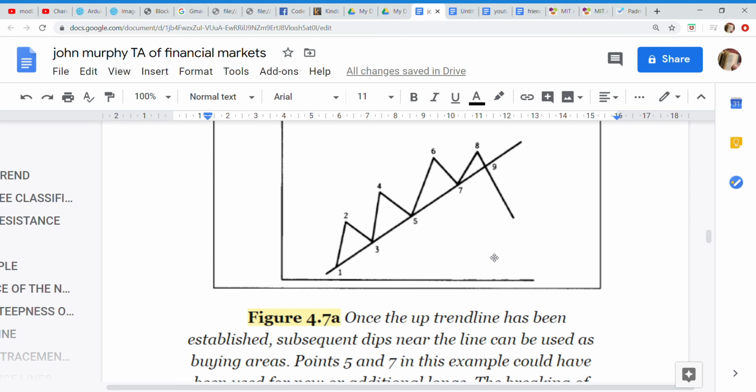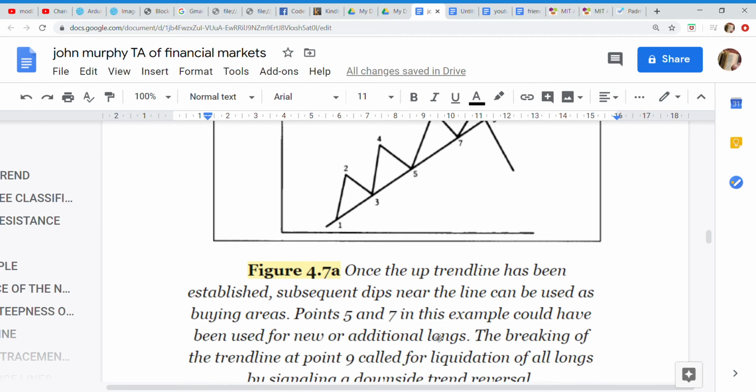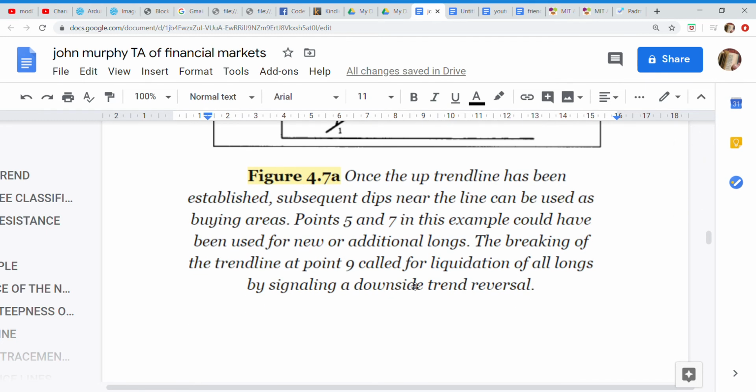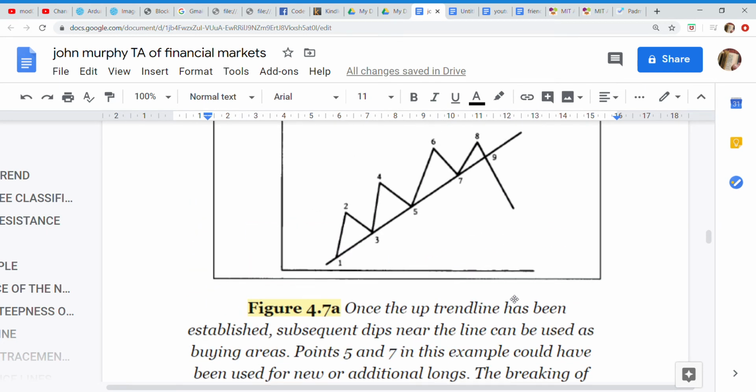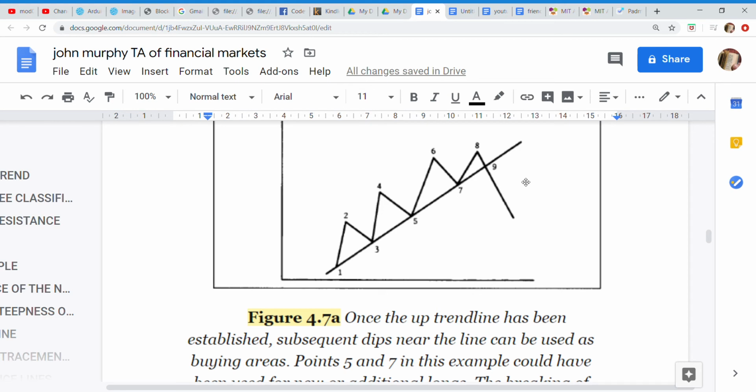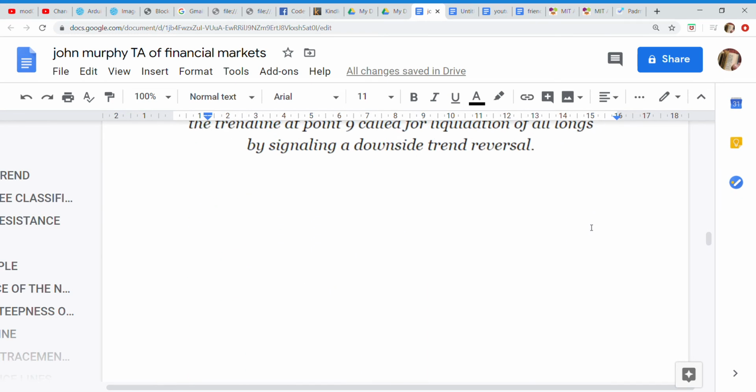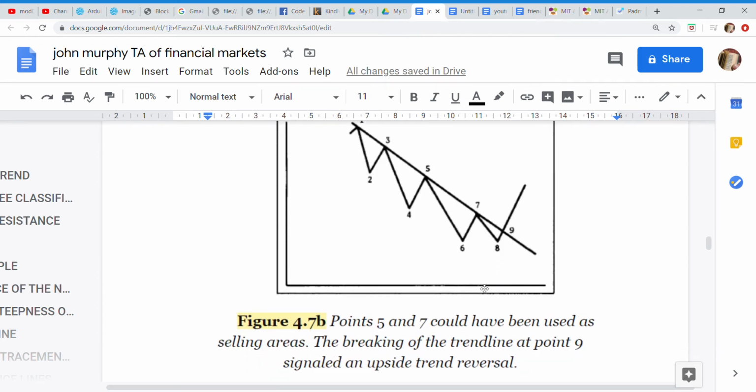Once an uptrend line has been established, subsequent dips near the line can be used as buying areas. Points 5 and 7 in this example could have been used for new additional longs. The breaking of the trend line at point 9 is a signal for liquidation of all longs, signaling a downside trend reversal. So this is 9. Points 5 and 7 could have been used as the buying areas.